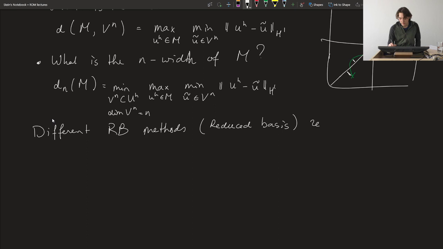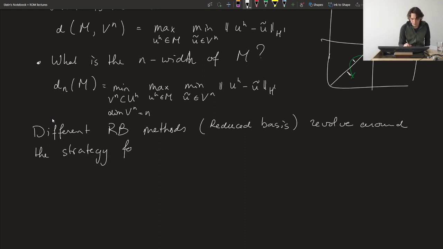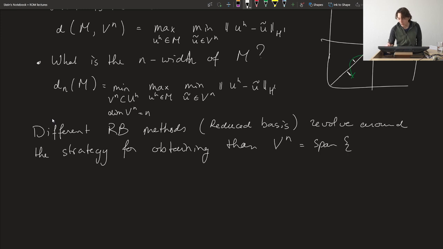Revolve around the strategy for obtaining that optimal subspace Vn. And again, that would be now the span of a couple of smart basis functions. And how many of them? Well, exactly n, right? Small n, because it's a small n dimensional space.